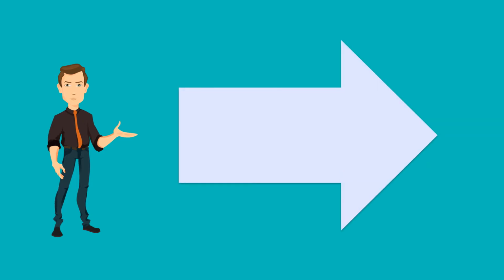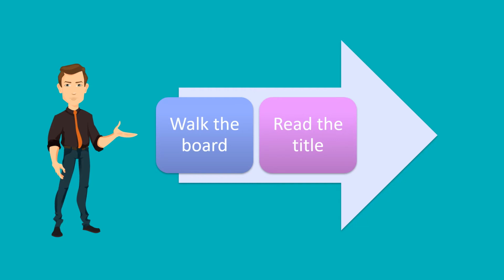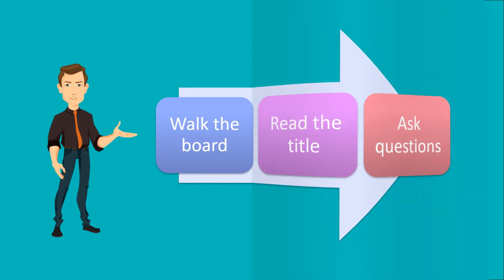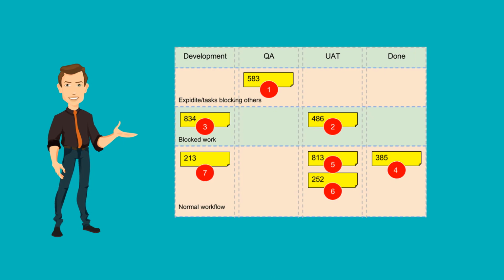The process is simple. Walk the board from right to left. Read the title of the user story. Ask these questions. What happened with this story yesterday? What will happen with this story today? Blockers. As you walk through the board, the tasks should be covered in order of priority.